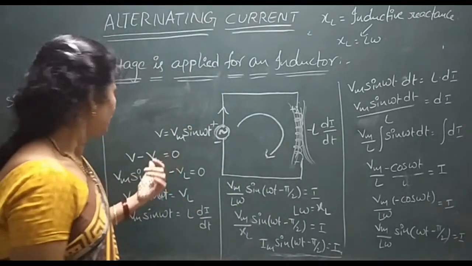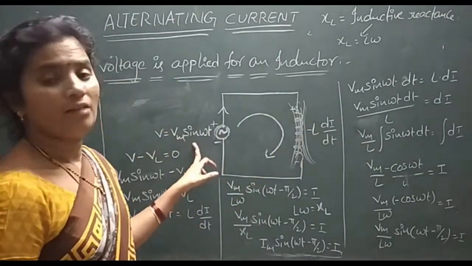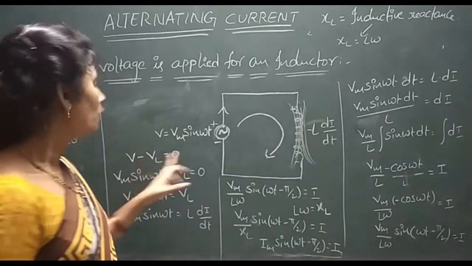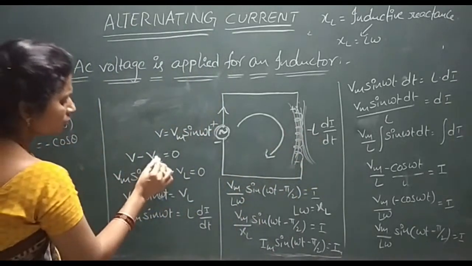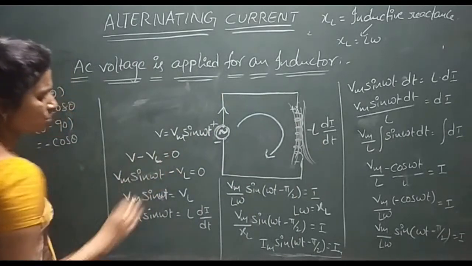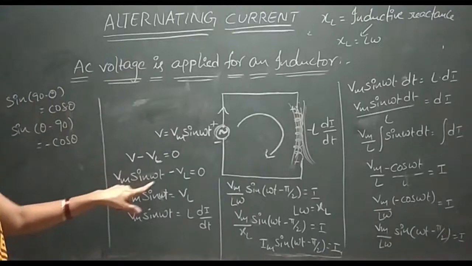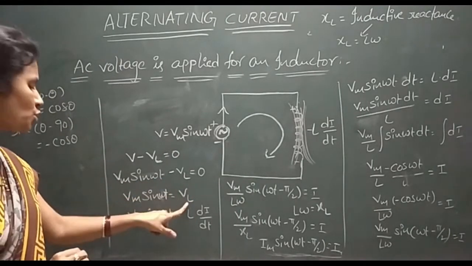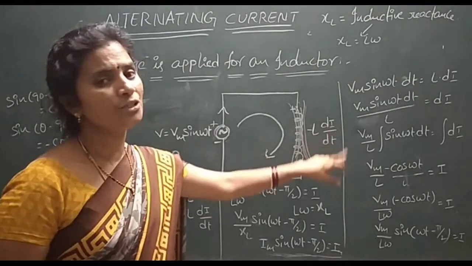So here the voltage is, this is the AC voltage V. V minus VL is equal to 0. From this equation, V means Vm sin omega t, minus VL equals 0. Vm sin omega t equals VL. So what is VL? VL is nothing but L into di by dt.